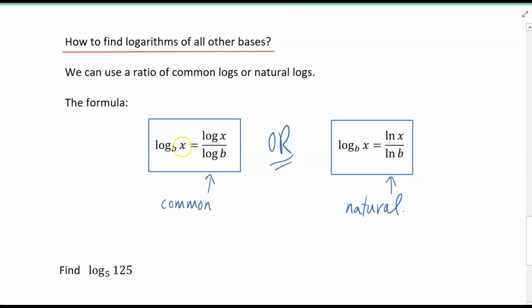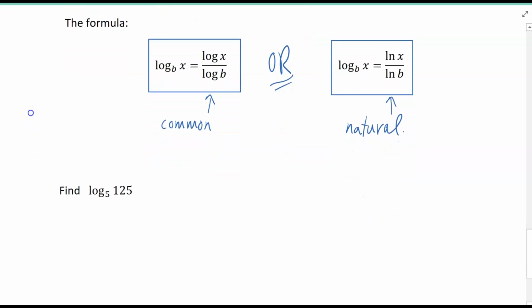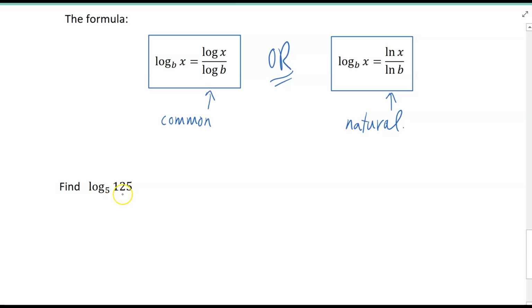So log base b of x can be found by taking the log base 10 of x and dividing it by the log base 10 of b. So let's see our example. We're going to find the log base 5 of 125. This, remember, represents an exponent. The exponent that 5 must be raised to equal 125. If you know some of these things already, you'll predict that this answer is 3, but let's take a look at how it will work on the calculator.